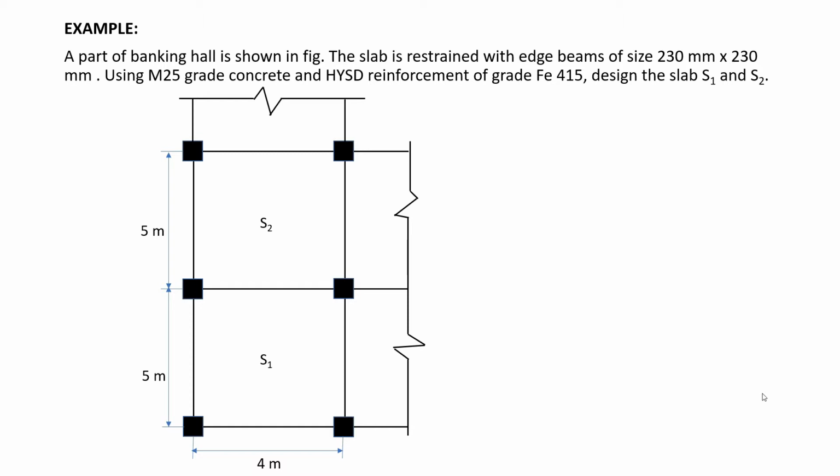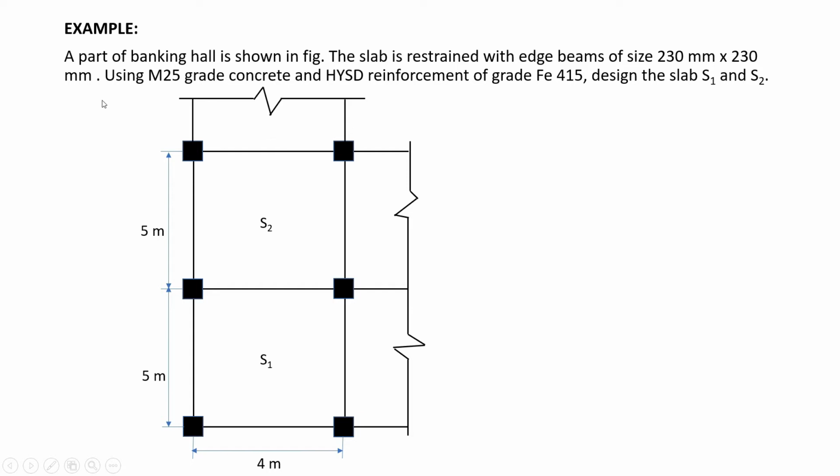Hello friends, in this video I will explain how to prepare a generalized Excel sheet for the design of restrained two-way slabs. In the case of restrained two-way slabs, depending upon the type of panel, you will have different values of bending moment coefficients. So I will prepare the Excel sheet in such a way that for any type of panel, I can design the slab in the same Excel sheet.